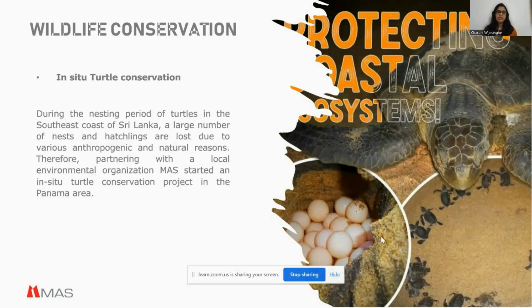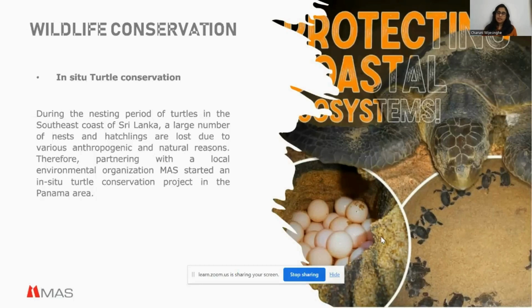So we have initiated this in-situ turtle conservation project in Panama area, so that we could protect 102 nests from October 2020 to June 2021. Within this period, we were able to protect 102 turtle nests. These belong to 66 olive ridley nests, 30 green turtle nests and 6 loggerhead turtle nests. By protecting all these 102 nests, we could safely release 11,435 hatchlings to the ocean.